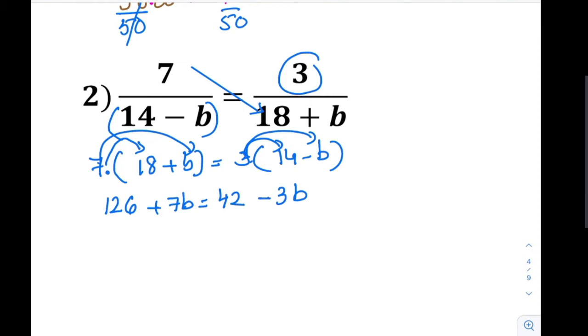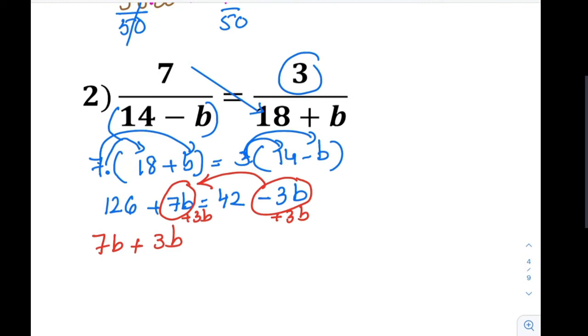Simply, we can find that 7b and negative 3b are the same terms, combining like terms. So we can shift the minus 3b to the other side. It becomes 7b plus 3b. Remember, moving from one side to the other side, changing the sign, because it is the same technique as adding 3b to both sides to cancel the 3b from the right-hand side and move it to the left-hand side.